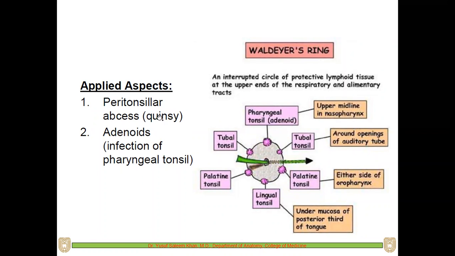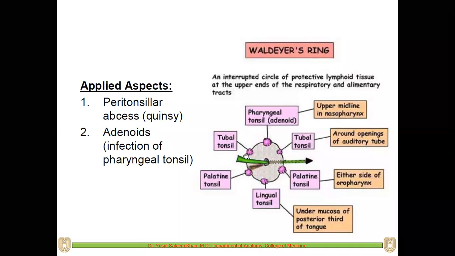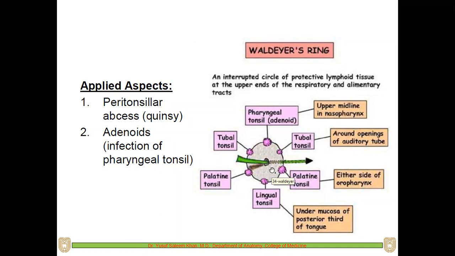Especially the peritonsillar abscess. The tonsil, this palatine tonsil, usually gets infected in young children or in adolescence. We can see these tonsils get infected because the immunity has not well developed. So these tonsils get a peritonsillar abscess because of infection. There will be an abscess, and this condition is called quinsy. If these palatine tonsils get infected, then it is called quinsy, where there is an abscess.